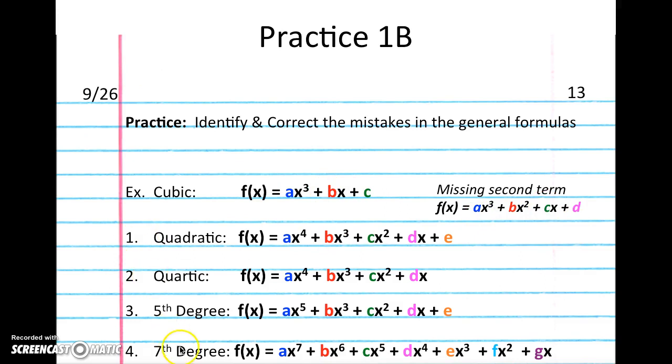You're going to do that for the rest of these 4 examples. And then when you're done, there's one more practice set for you.